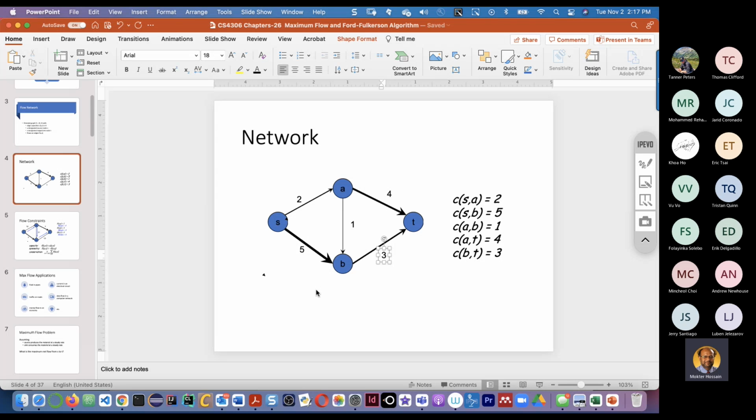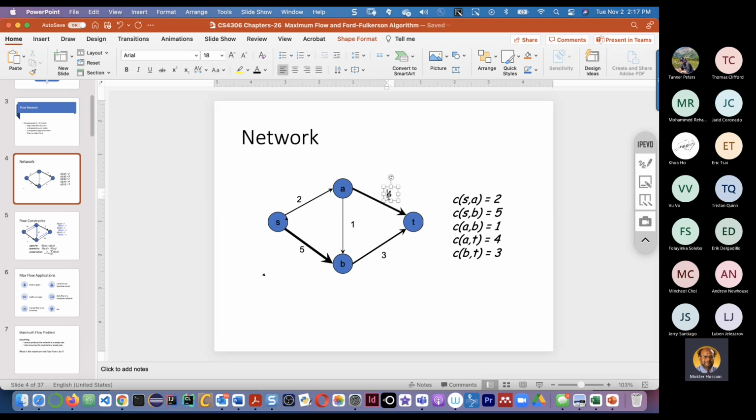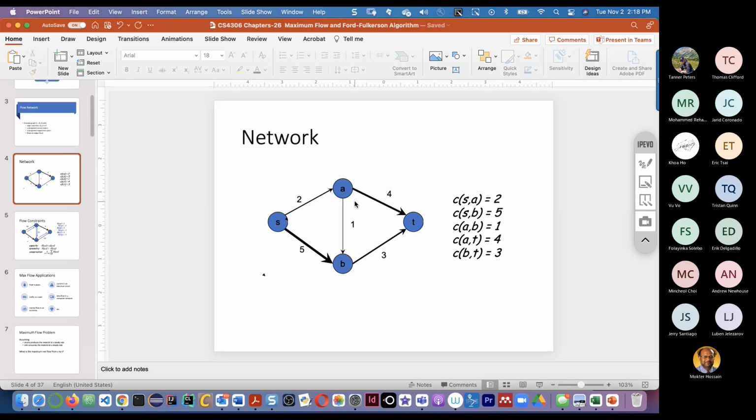And from this situation, what can A receive at maximum? We see that A can pass 1 plus 4, 5 units, but it can receive only 1, 2 units. So the maximum it can receive is 2 units, and it can pass 2 units. Whatever it receives, it passes, the entire thing. So it cannot hold anything. It cannot pass anything more than it receives.